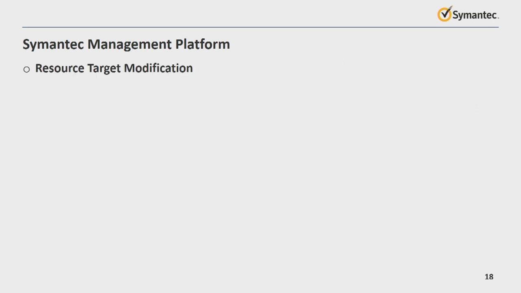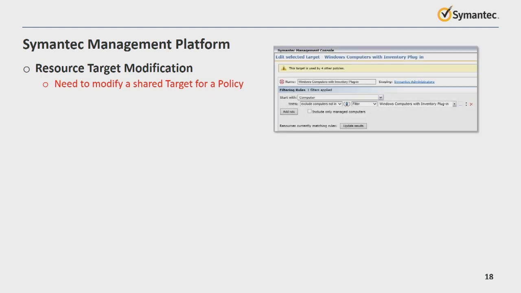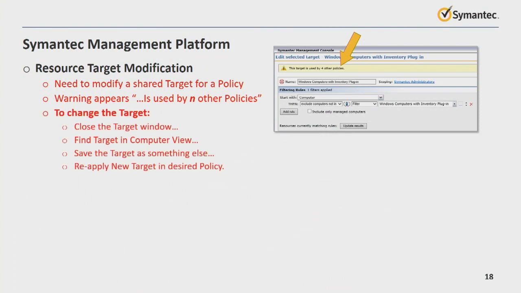All right, resource target modification. So if you need to modify a target, I see smiles around here. Okay, here's a big one. So you're inside of let's say a software delivery policy, right? A managed software delivery policy. And you go in there and you go, I really want to use this target, but I need to add that one computer. Well, what are you going to do, right? You're going to get the warning, it's used by other policies. Don't touch it, it's danger, right? So what you got to do is to change the target, you got to go into the target window, find the target in the computer view, go and save the target as something else after you added that one person, and then reapply it, which means go back into the policy, go into your target, change your target to the 1+1. Well, that's solved now.